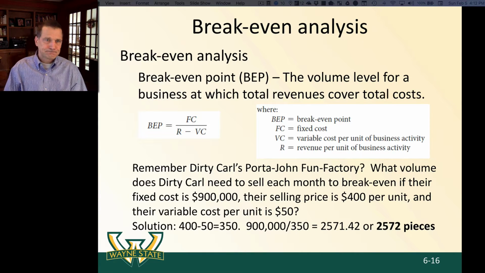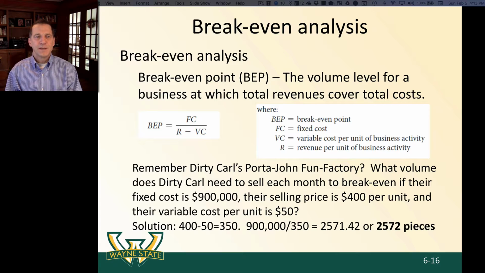Break-even analysis. The break-even point, the BEP, is the volume level for a business at which total revenues cover total costs. Break even. Where are we not losing but not earning? Where is that point? The simple model for break-even point is fixed cost over our per unit selling price minus our per unit variable cost. All right, so let's take a look at how that works and how it's true.